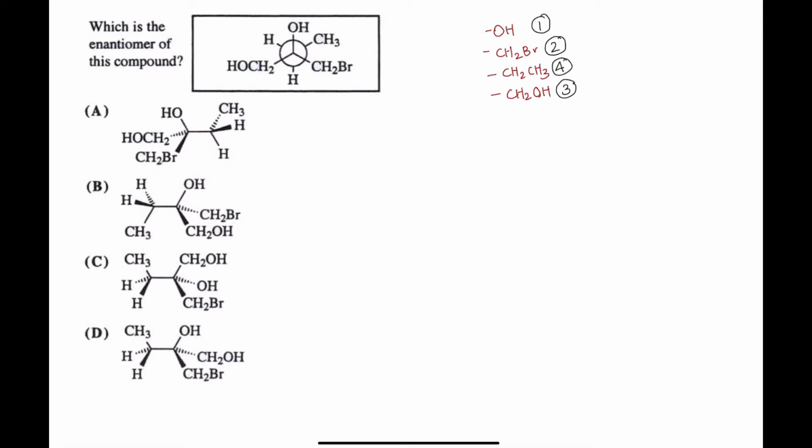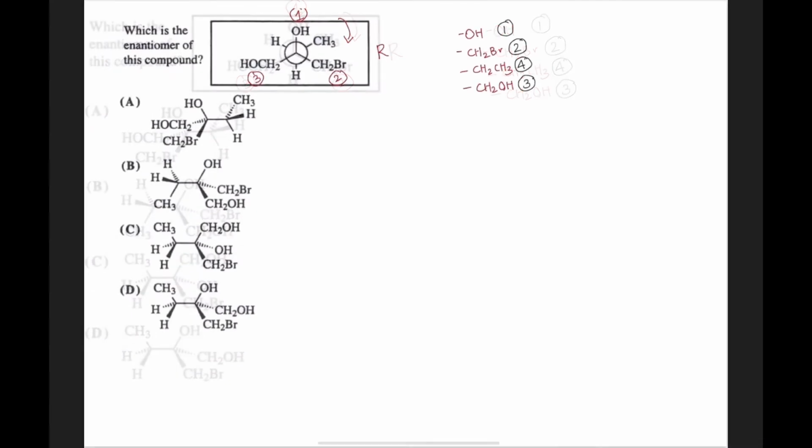Now that we have assigned the priority, let's see which direction it is going to go. So this is 1, and this is 2, and this is 3. Now it's actually going in the clockwise direction, with your lowest priority group, which is the ethyl group in this case, pointing away from us, and therefore the configuration for this compound is R.